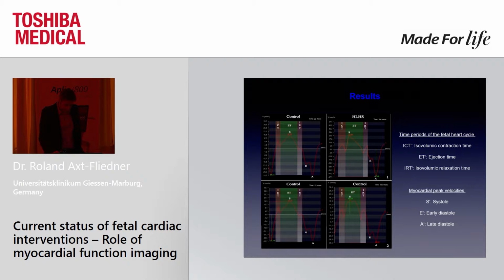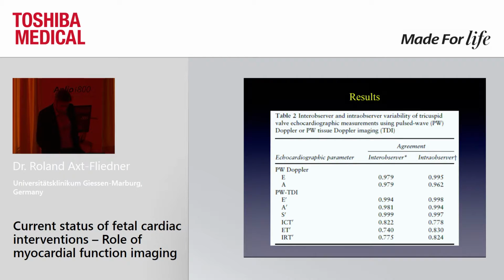And then we saw, and this is again the timing and the velocities in color-coded tissue Doppler, and you see here that the A wave in hypoplastic left heart was increased, and this means that the right ventricular filling relies more on the atrial contraction in those cases of hypoplastic left heart.